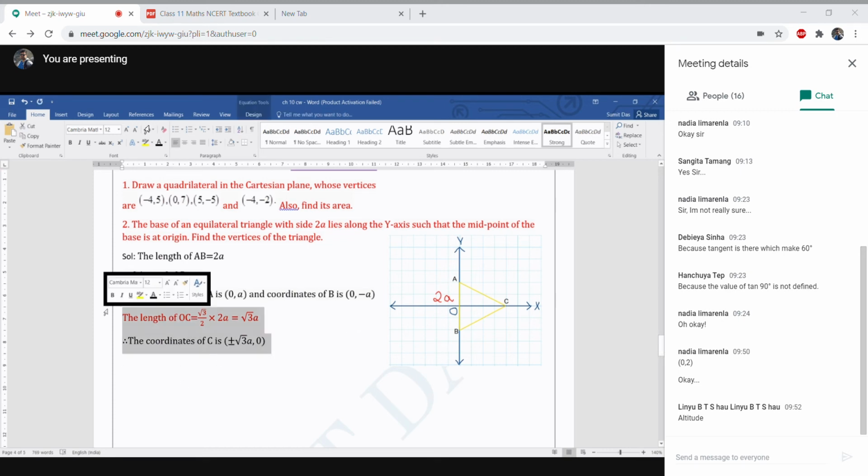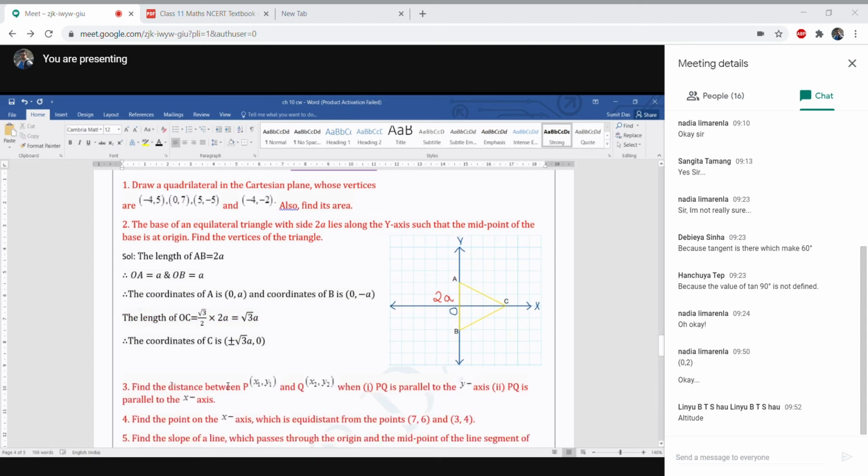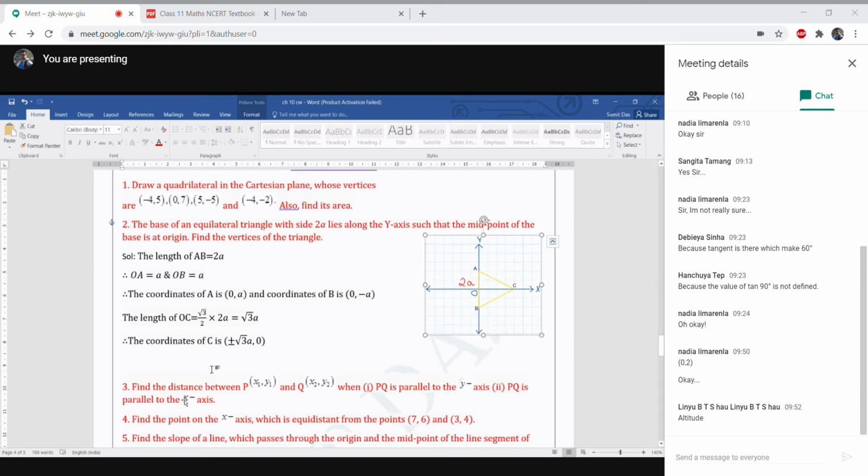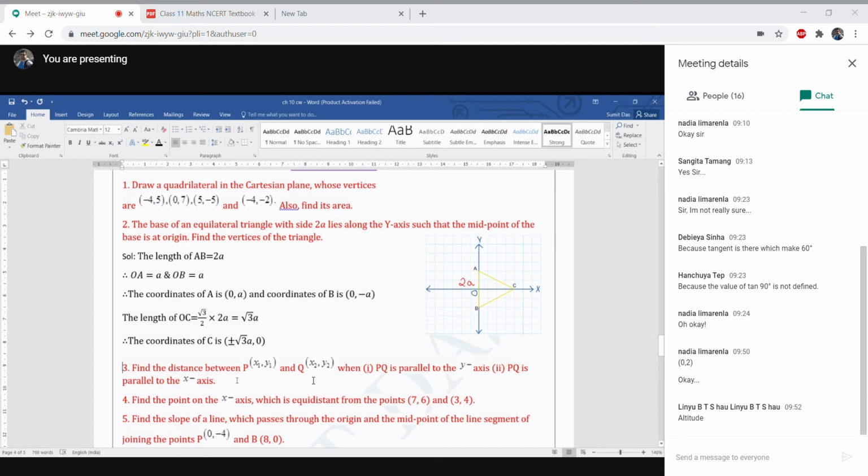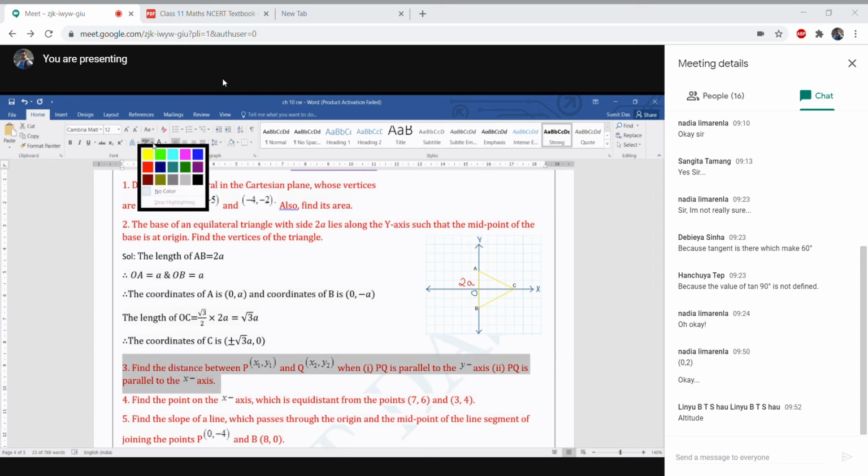Next question, let's see if you can do it or not. This question is saying: find the distance between P and Q when PQ is parallel to the y-axis and when PQ is parallel to the x-axis. This is also homework. You do this one by yourself. All this is class 10. These two I'm giving as homework.